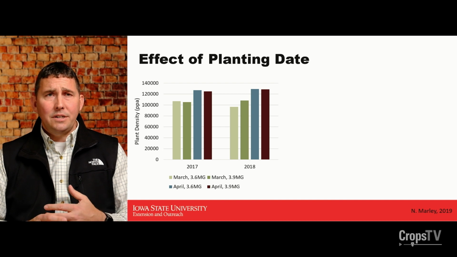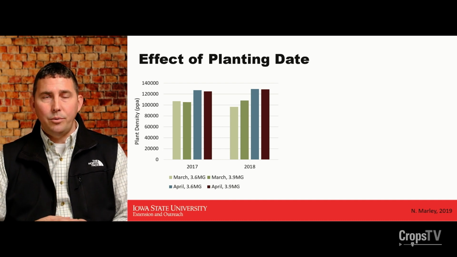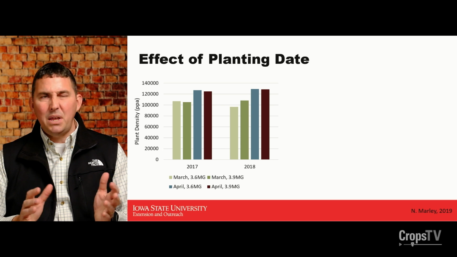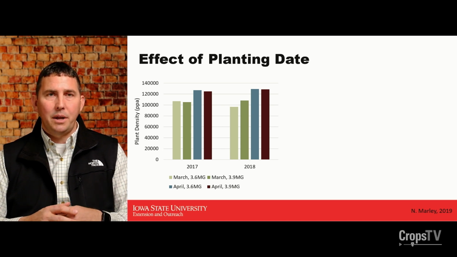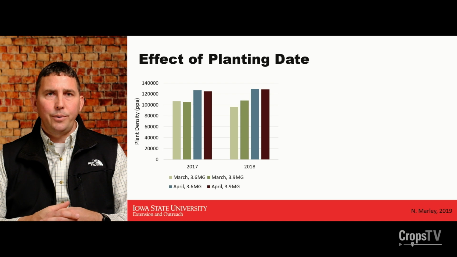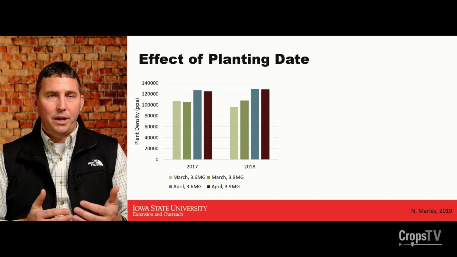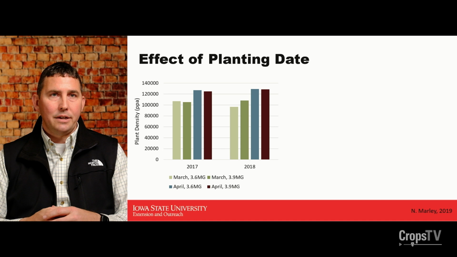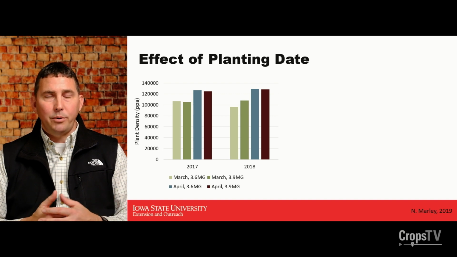So this figure here, just to set it up, is showing the plant density for soybeans that were planted in mid-March in 2017 and 2018, and they were a 3.6 and a 3.9 maturity group. So those are the greenish colored bars. And then the mid-April timeframe, I think it was April 14th one year and April 17th another year, but again, the 3.6 and the 3.9 maturity groups, and those are the blue and red bars. So one of the things that you notice here real quickly is that planting 30 days earlier did penalize the plant density. We lost about 20,000 plants per acre, give or take.